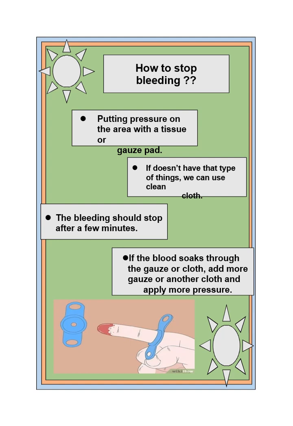How to stop the bleeding? First, putting pressure on the area with a tissue or gauze pad. If we don't have that type of things, we can use clean cloth. The bleeding should stop after a few minutes. If the blood soaks through the gauze or cloth, add more gauze or other cloth and apply more pressure.